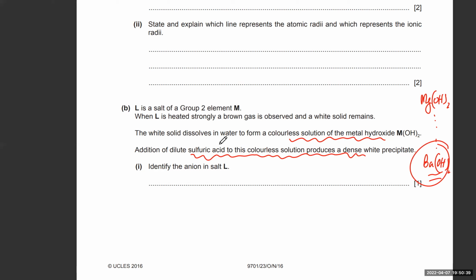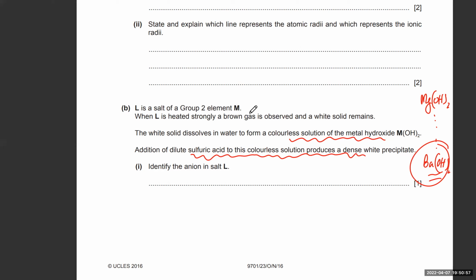Make sure, even if you're not doing P3, that you remember the salt analysis tests that you already did in O levels as well. So a test for barium ions was you add sulfate ions or sulfuric acid to it, and it forms a white precipitate. So what is this brown gas?